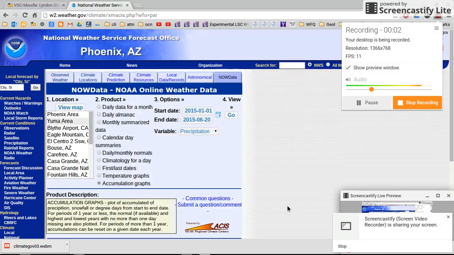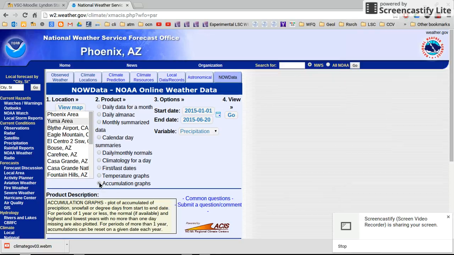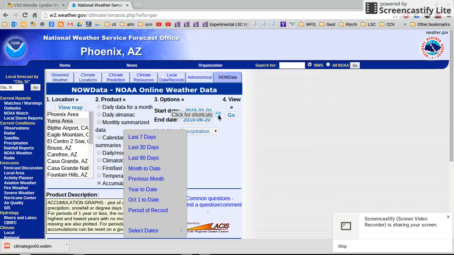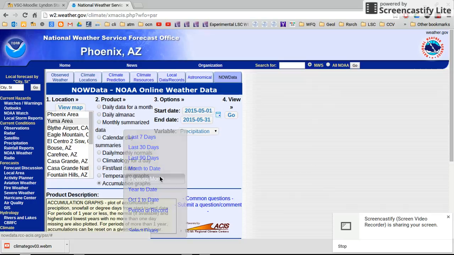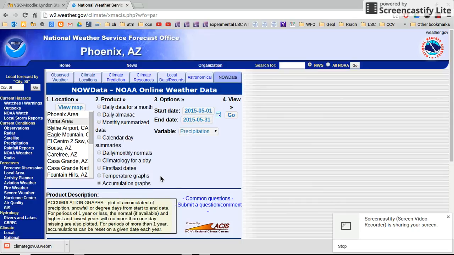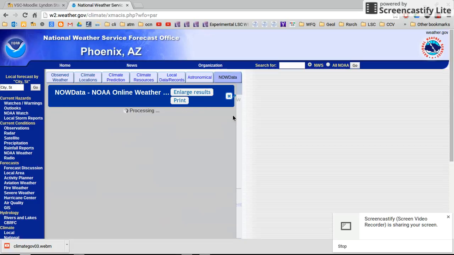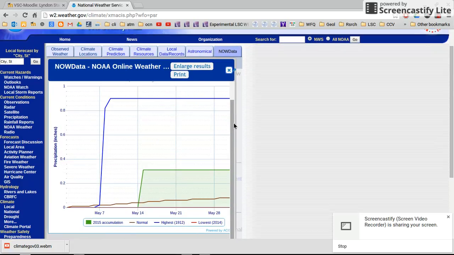Back at the Now Data tab for Phoenix, Arizona, we want to take a look at the accumulation graph, specifically the precipitation accumulation graph for the month of May. So we click here, previous month. We're in June now, so the previous month is May. And you'll see the date here, 2015, 1st of May to 31st of May. We just go, and we get a precipitation accumulation graph.